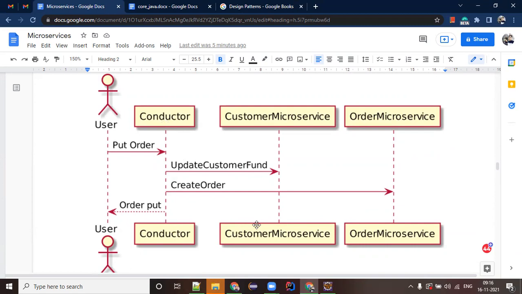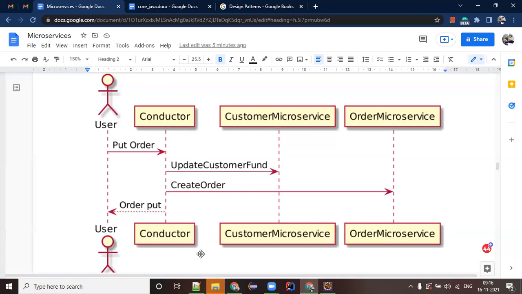You don't need to directly go and talk to the customer service and order microservices. Rather, you just coordinate with this conductor. The conductor is going to communicate with the customer microservice. Once the customer microservice is done, then it makes a create order call to the order microservice. And once these two are done, the coordinator, which is the conductor, is going to tell you that your order is done. So the role of the conductor is going to be major in the world of microservices.